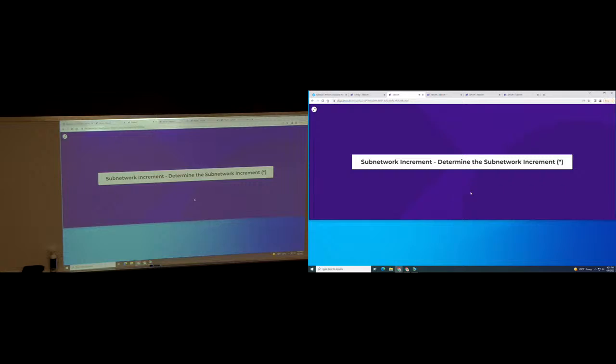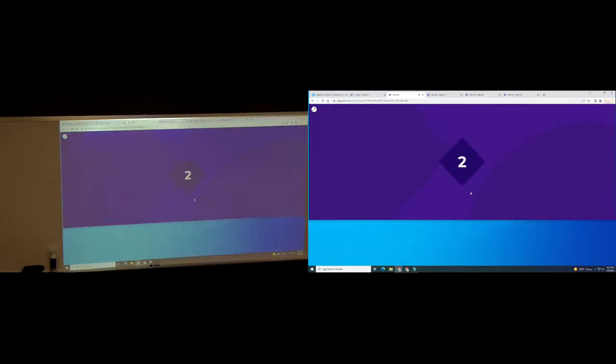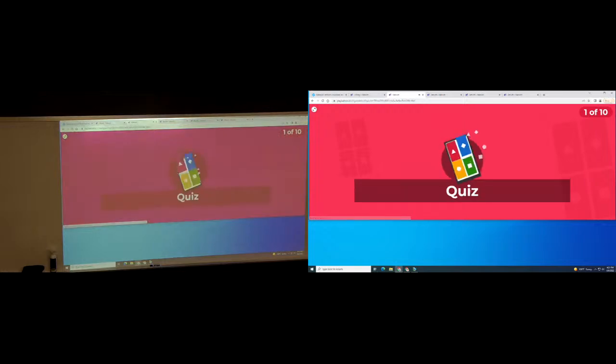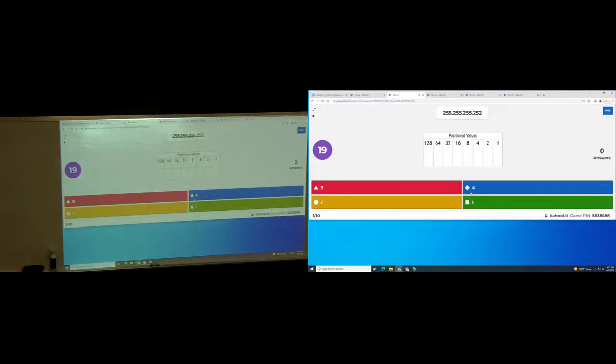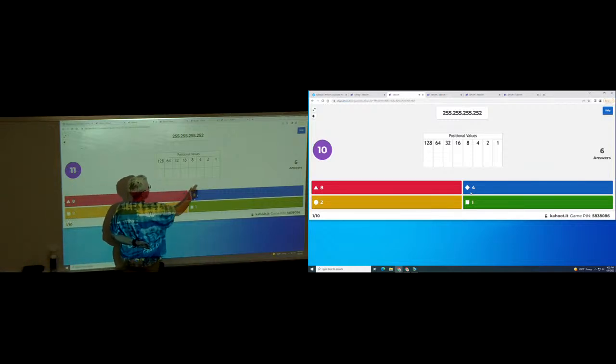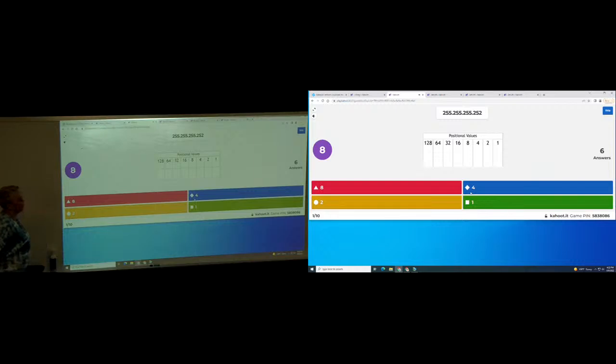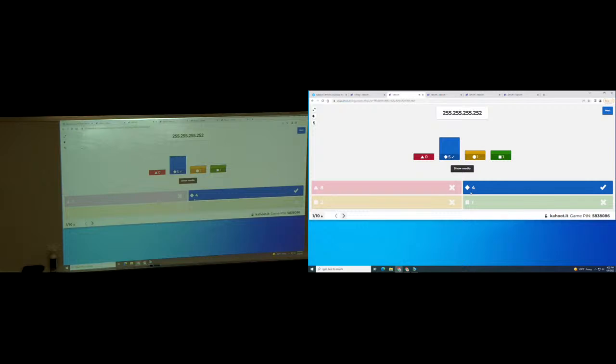Subnetwork increment. So we have to look in the 4th octet, and we're figuring out what the increment is. You've got to plug that 252 in. What gets you up to the 252, and where's the last bit? That's why you've got to learn these binaries: 128, 192, 224, 240, 248, 252, 254.